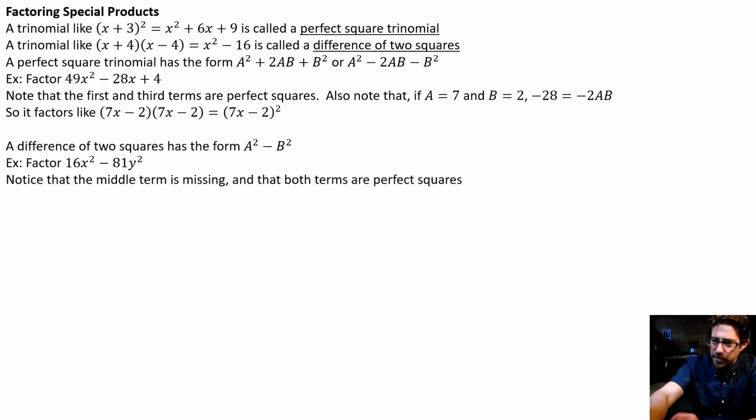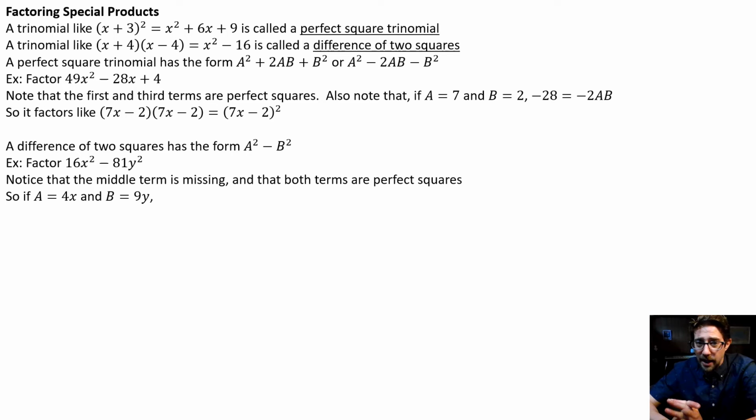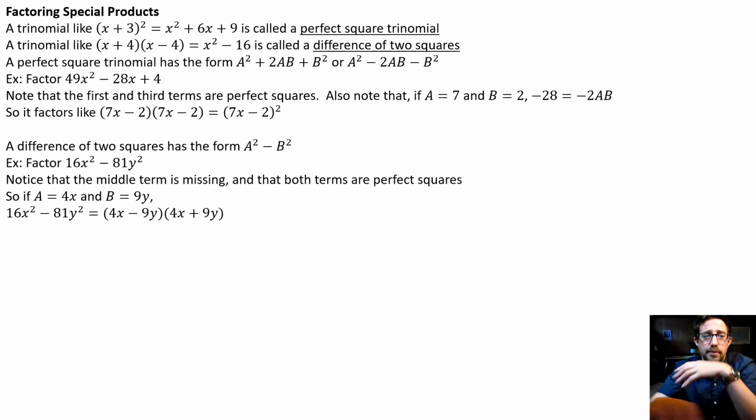Okay, so that's something to look for when you see these. Again, I don't need you to identify your A and your B, I just want you to see the format. There it is. And then FOIL that out: you get 16x squared plus 36xy minus 36xy, which, hey, it didn't matter what it was because they went away, and then minus 81y squared. So that's a difference of two squares.